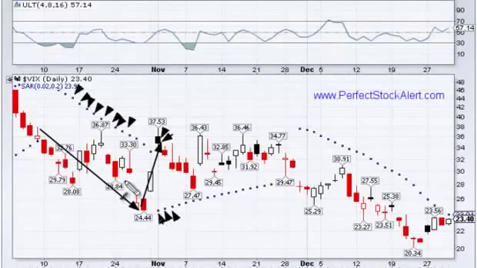What I would do instead is look for a pullback. When you get a pullback down closer to the Parabolic SAR indicators, then you could take your entry opportunity with a stop right there off the Parabolic SAR, and your risk is much smaller, from 28 to 26, a little bit less than that. So you're reducing your risk exponentially, also increasing your gain potential.